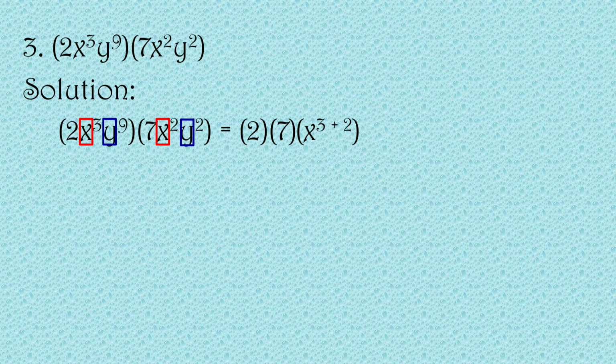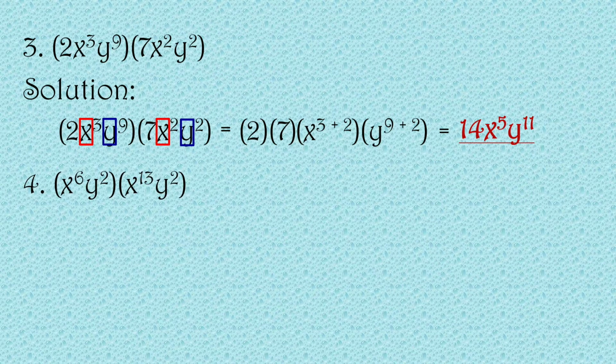Then, add natin yung exponent niya na 9 tsaka 2. So, 9 plus 2. Yan. And then, simplify natin. So, 2 times 7 is 14. And then, x raised to 3 plus 2 is equals to 5. So, 3 plus 2 is 5. Then, y raised to 9 plus 2 is equals to 11. So, 9 plus 2 is 11. So, ang sagot natin ay 14x raised to 5, y raised to 11.